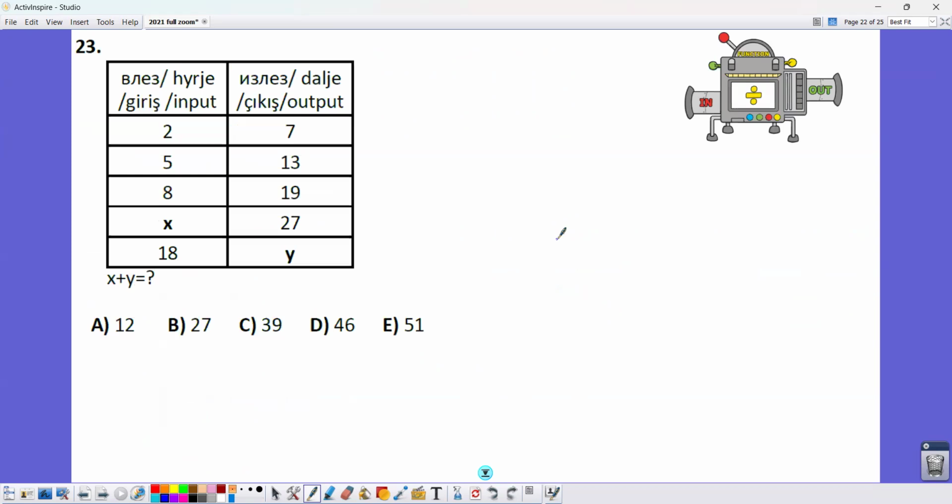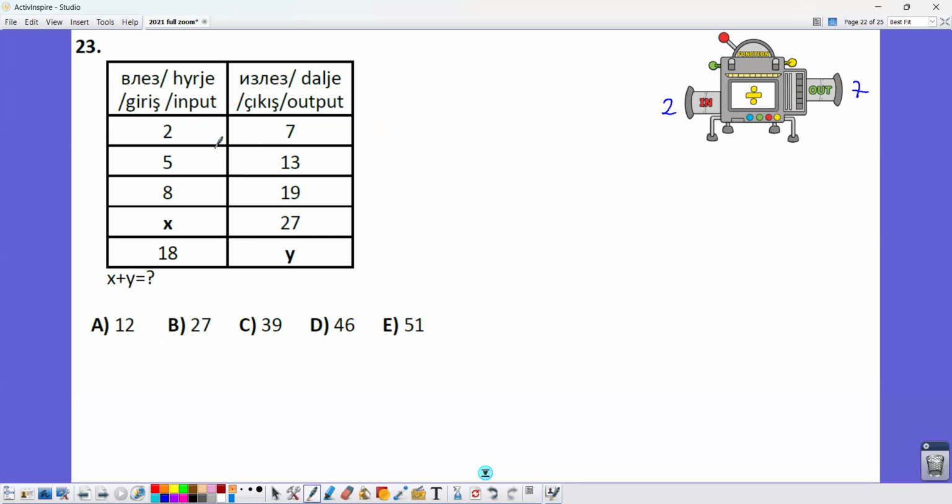When we are coming to the 23rd one, here we have an input and output table. Think of it as a function machine: you are putting 2 here, some operations are done inside, and then your 2 becomes 7. We are trying to find what kind of operations are done here.